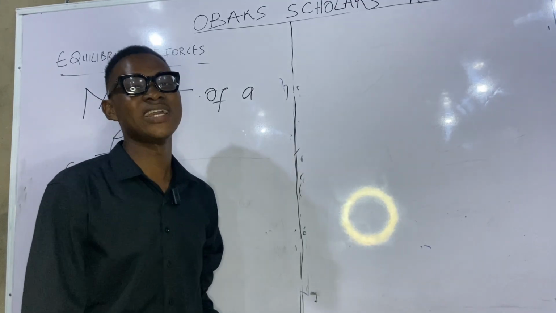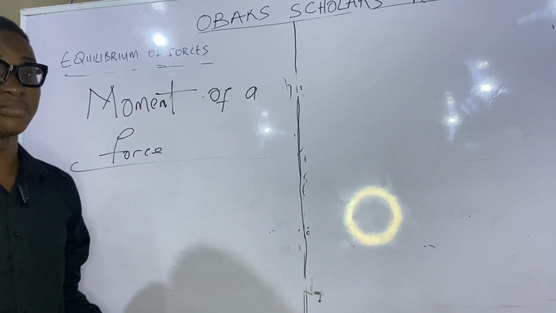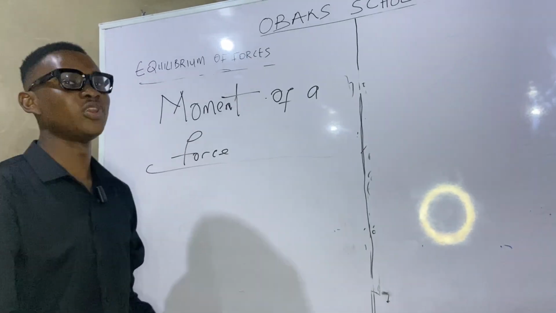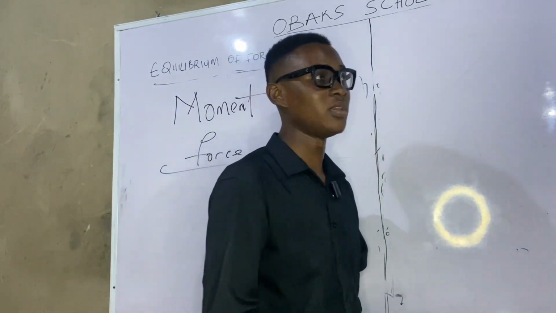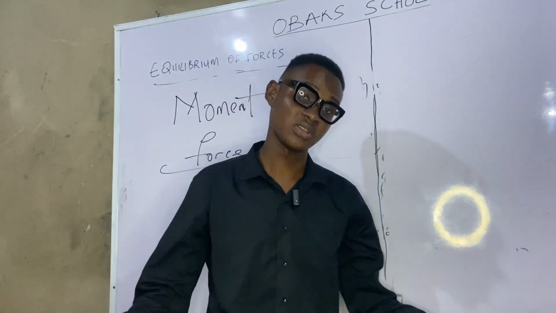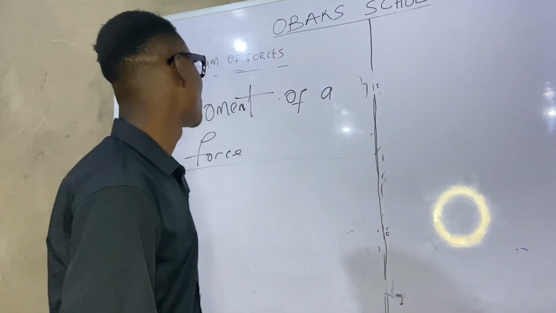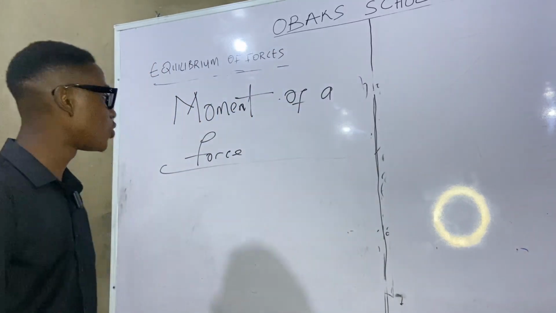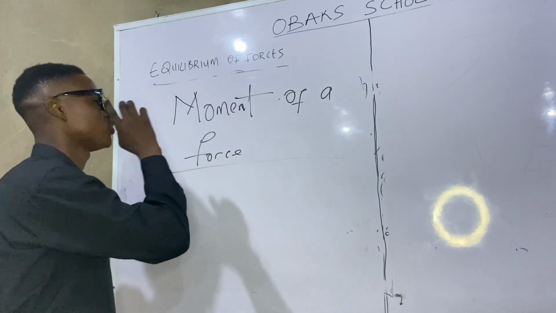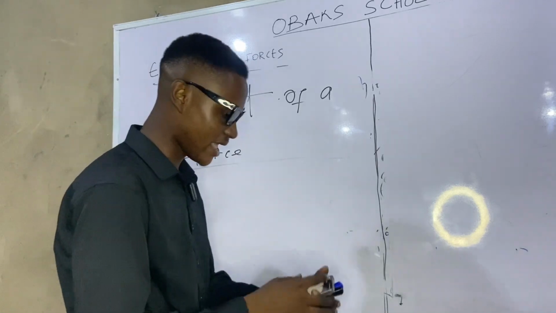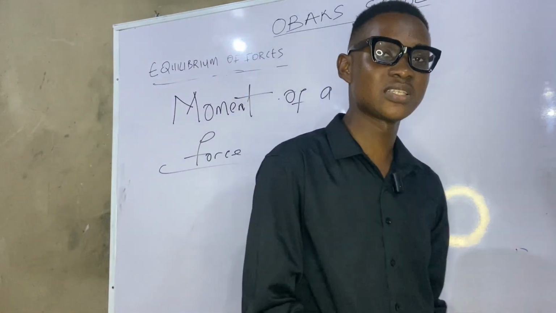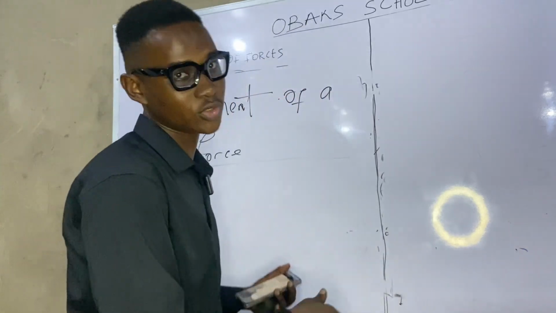So guys, we are in the last part, probably, of equilibrium of forces. Equilibrium of forces, that's like equilibrium in solids, of course. So we are now in that part called the moment of a force. I will start off by explaining the theoretical aspects of this section.